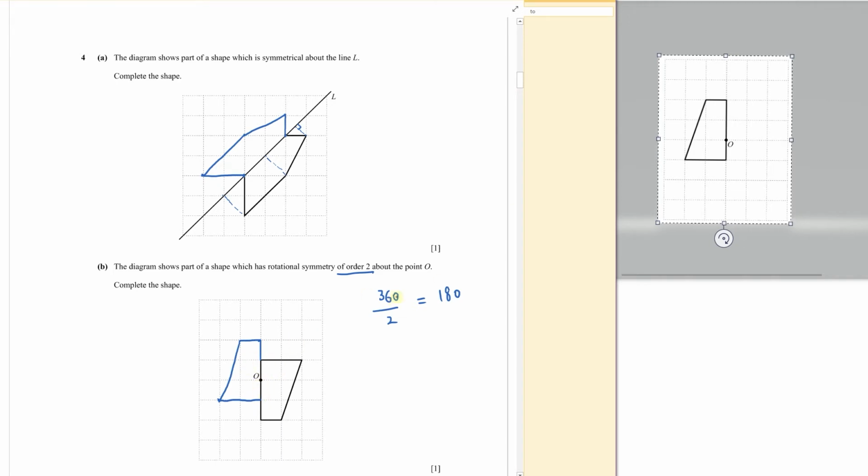So you find the angle after which the shape should repeat, which is 360 divided by your symmetry order, which is 2 in this case. So I get 180 degrees. I rotated the shape 180 degrees and I basically draw the shape after a rotation of 180 degrees on the original diagram. So what you can do is you can rotate your question paper, observe what the shape looks like, and just complete the diagram like this.